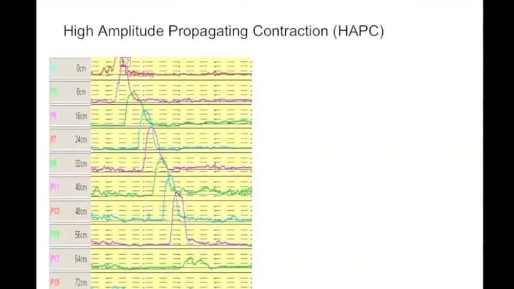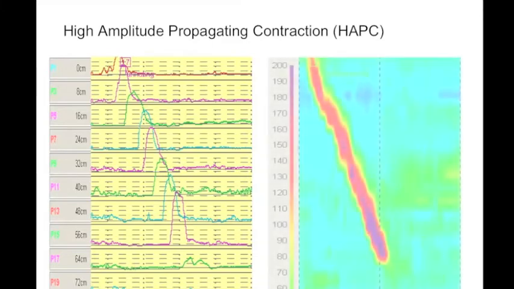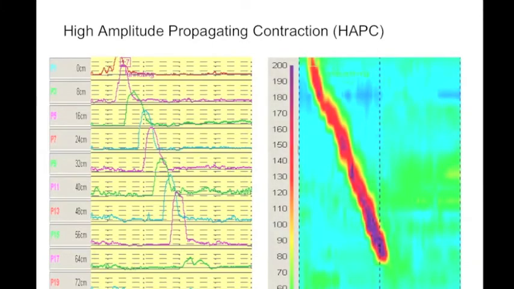As shown here, the high amplitude propagating contraction, also known as HAPC, is identified on the more conventional water-perfused colon manometry. When converted to HRM mode, the HAPC is also recognized.